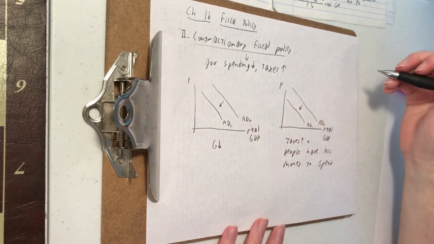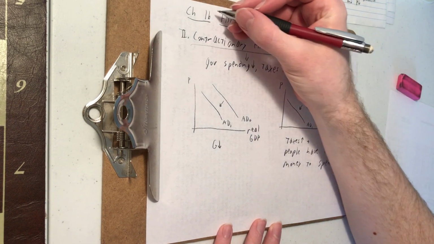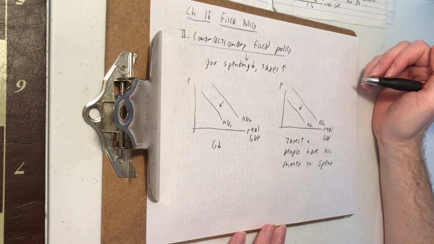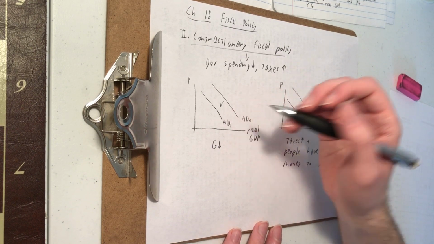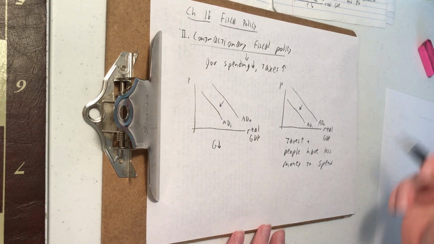So while the graphs look similar, we will see in the next section that taxes and spending have somewhat different effects in the magnitudes. So they both cause AD to shift back, but one will cause AD to shift back more than the other one does.